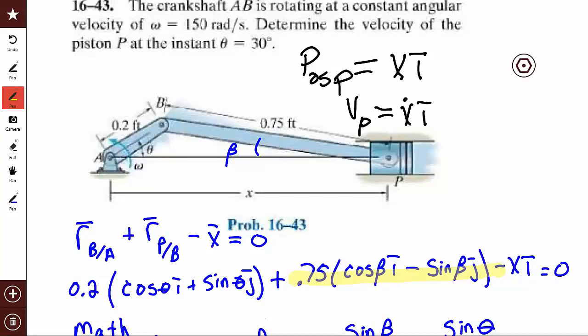How many unknowns are in that equation? Theta's known, right? X and beta, two unknowns. How many equations, bless you, how many equations are you going to get from that guy? You're going to get the I equal to the I. You're going to get the J equal to the J. You're going to get two equations. Can you solve them?